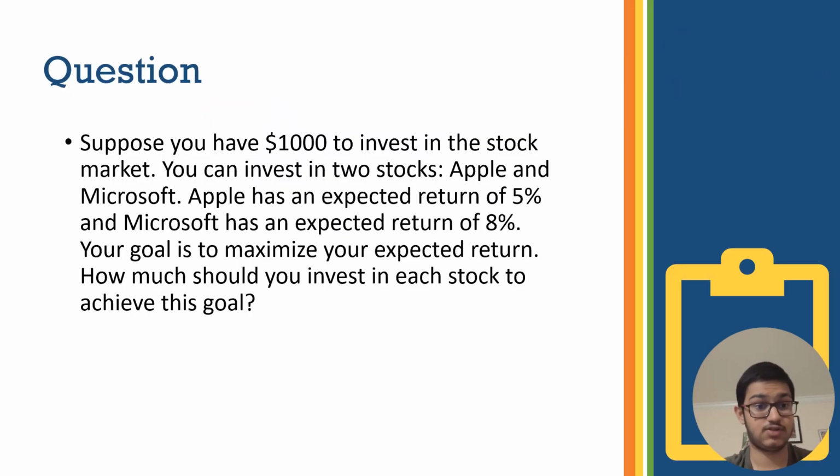Now this is the question. The question says, suppose you have $1,000 to invest in the stock market. You can invest in two stocks, two of them, Apple and Microsoft. Apple has an expected return of 5% and Microsoft has an expected return of 8%. Now your goal is to maximize your expected return. That's it, as simple as it sounds. How much should you invest in each stock to achieve this goal?